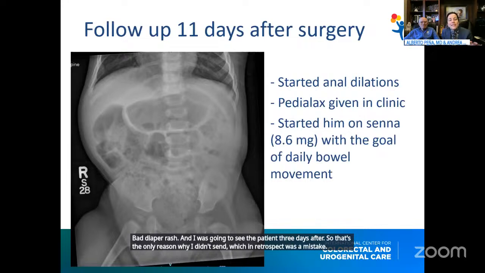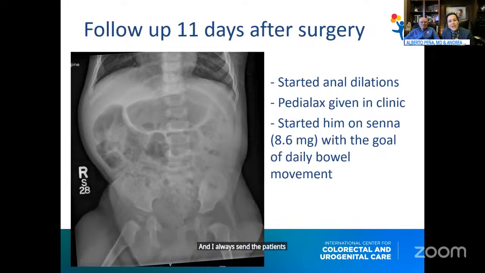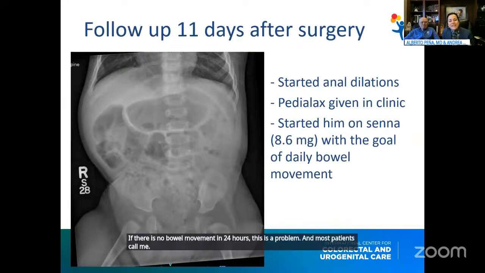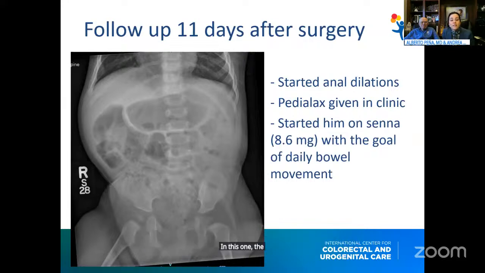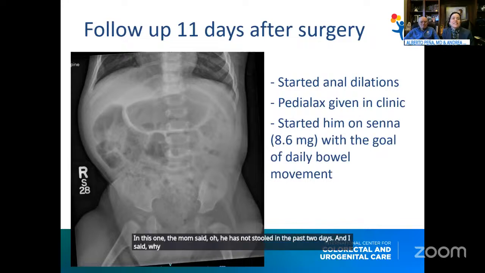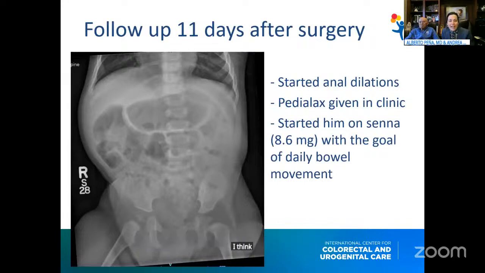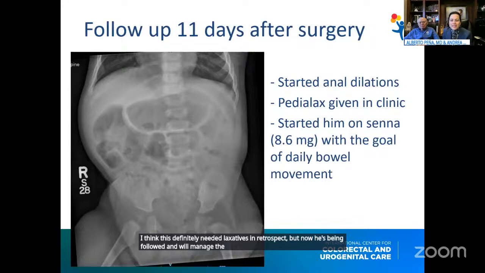And I always send the patients home with my cell phone and I tell them, if there is no bowel movement in 24 hours, this is a problem. And most patients call me. And this one, the mom said, oh, he has not stooled in the past 2 days. And I said, why didn't you call me? And she said, I didn't want to bother you. So I think this definitely needed laxatives in retrospect, but now he's being followed and will manage the constipation appropriately.